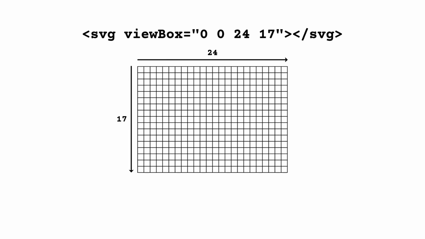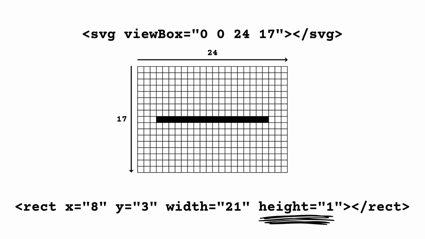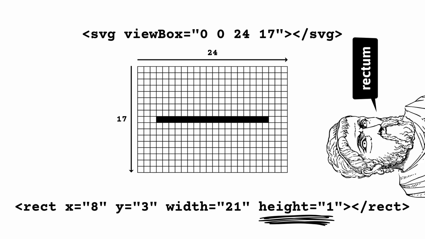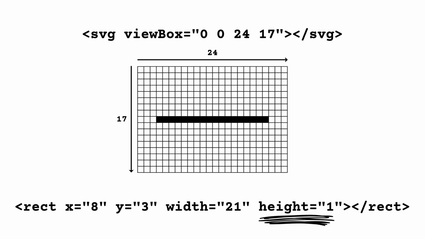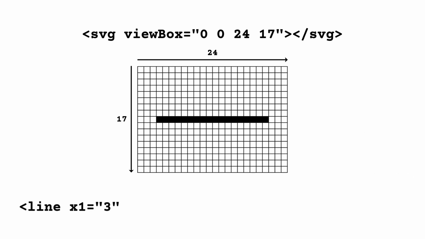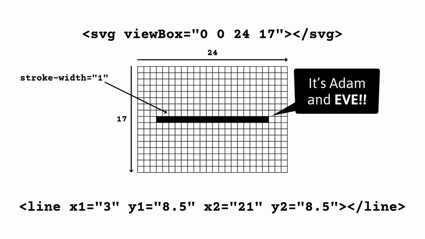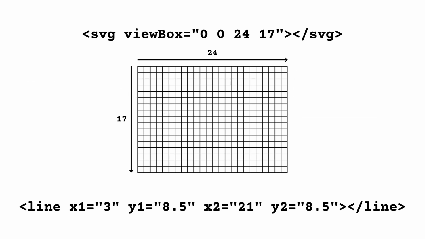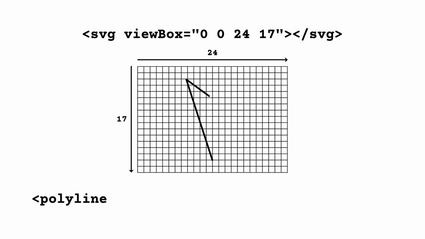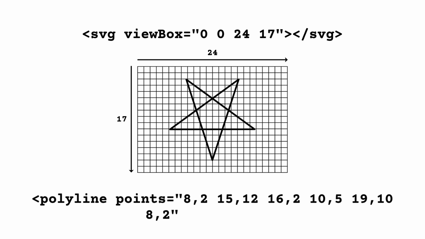SVG offers a number of ways to draw lines. If you are interested in being obtuse, you could use a rect element with a height of 1. Naturally, the name rect is short for rectangle, from the Latin etymology rectum. A more on-the-nose approach would be to use the line element with its x1, y1, x2 and y2 attributes. These lines are only ever straight, or at least that's what they tell themselves. To make your line change direction and create corners, you want polyline, which takes a set of points.